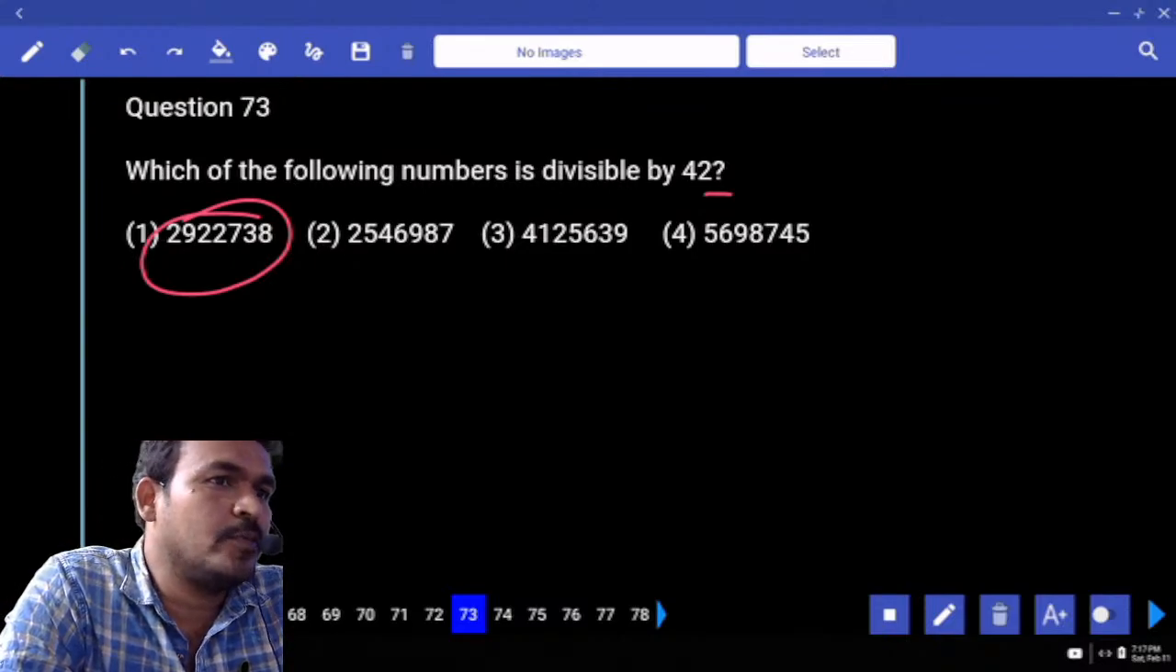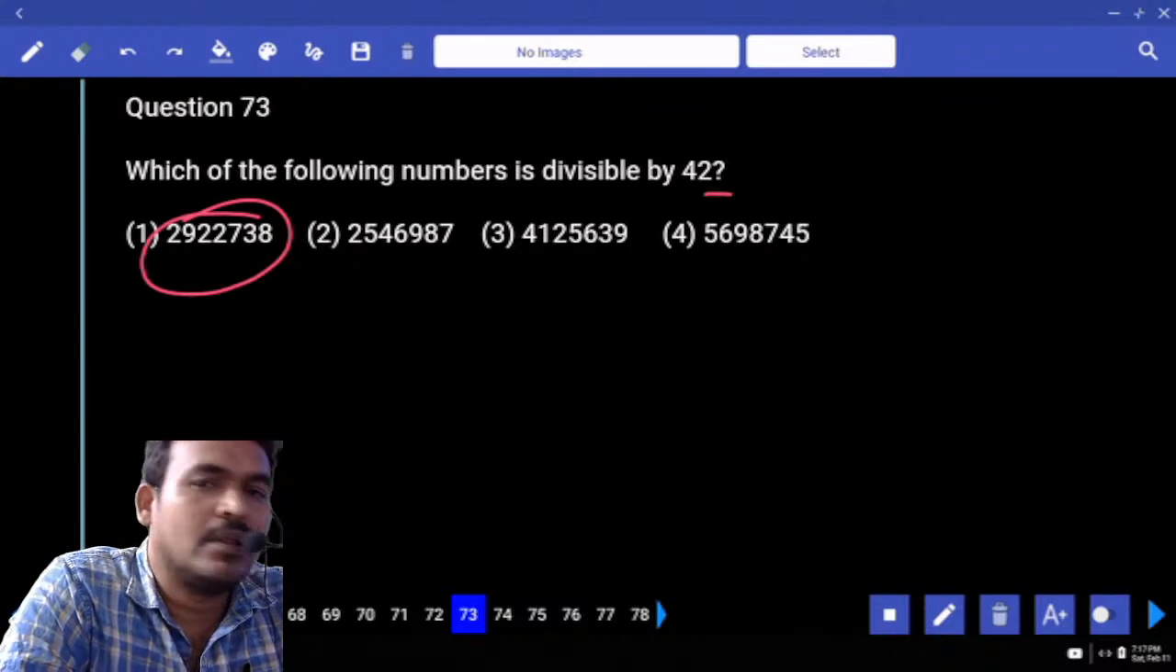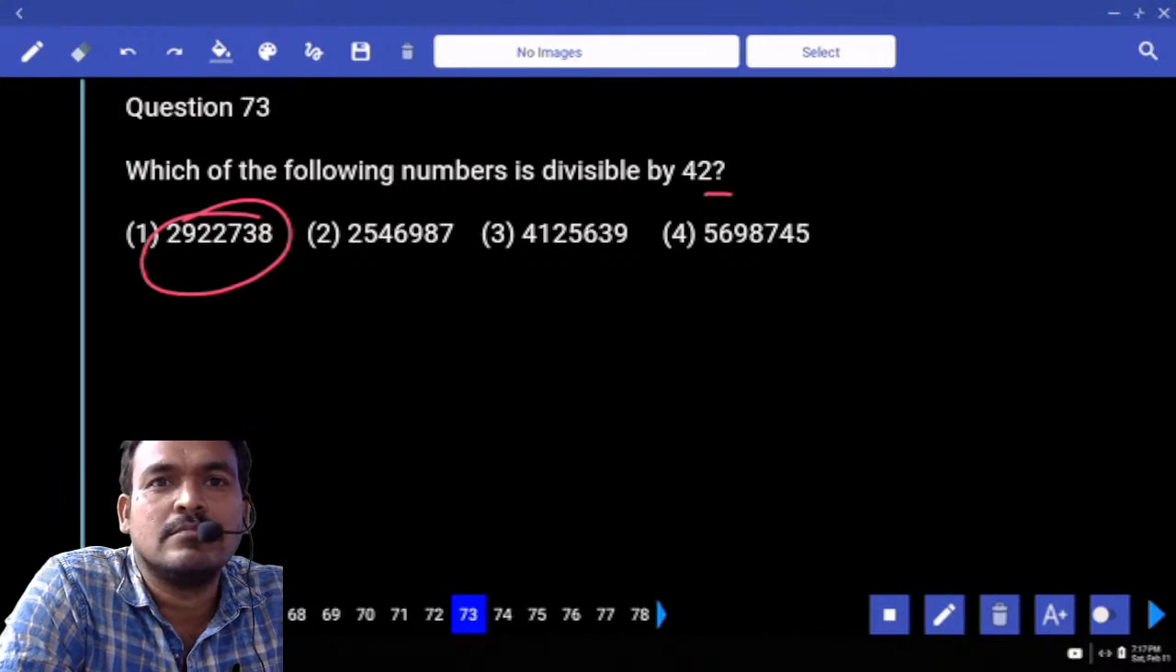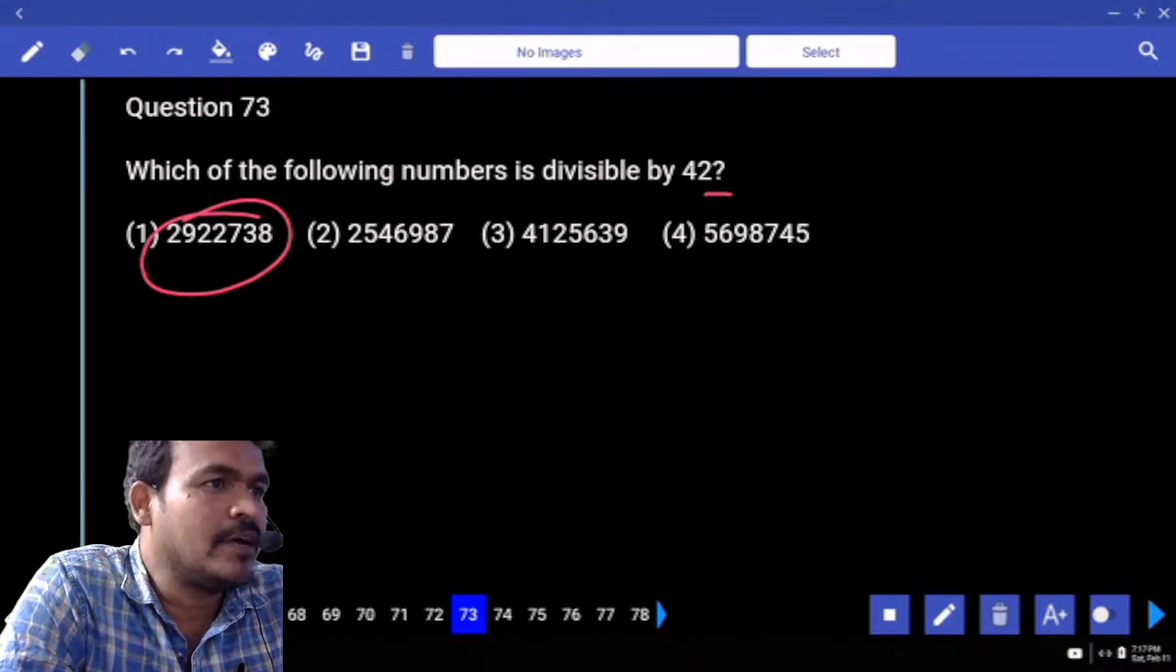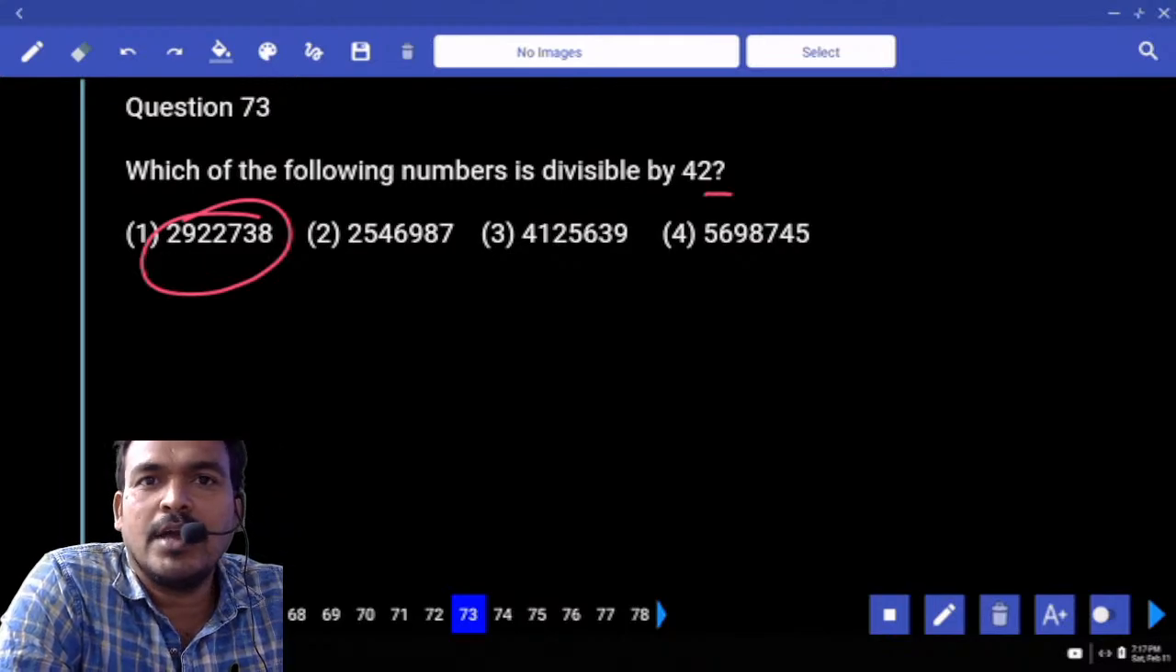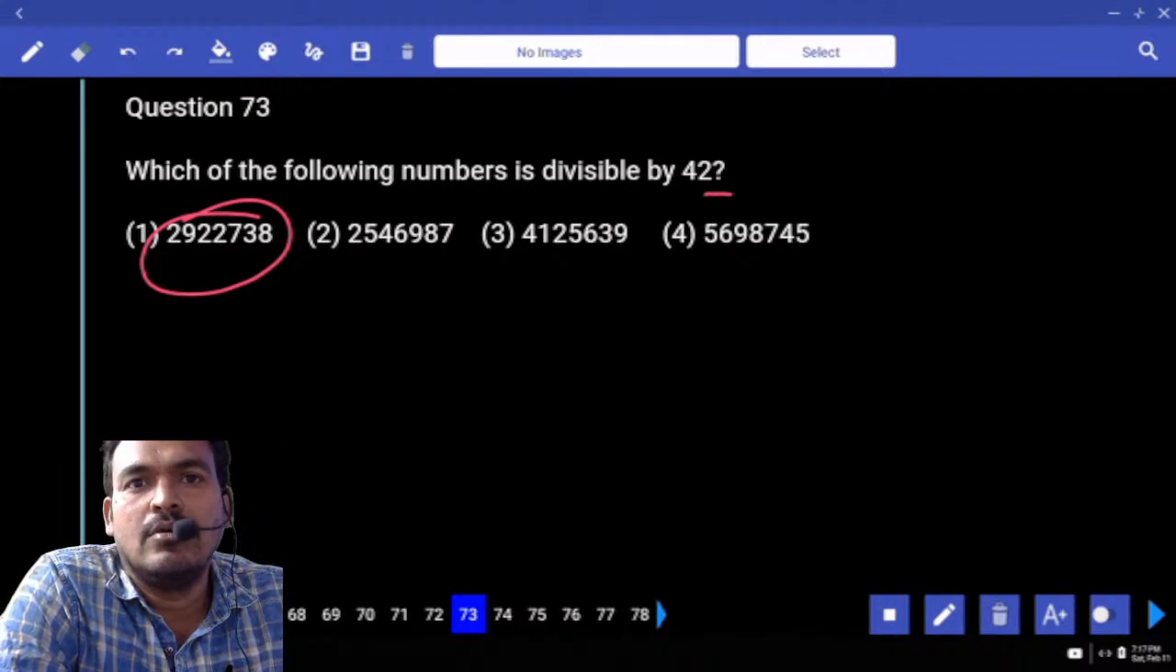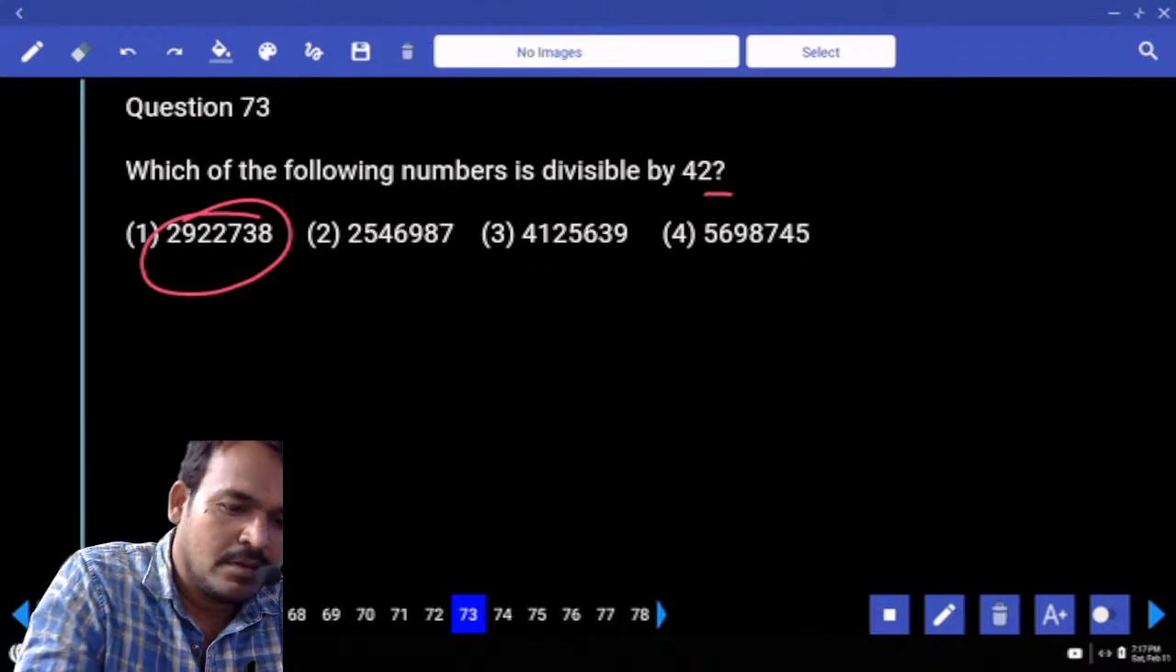42, what is the units position? 2. What is the divisibility rule of 2? Value must end with an even number or 0. How many options end with an even number? Only one option. That is the first option.